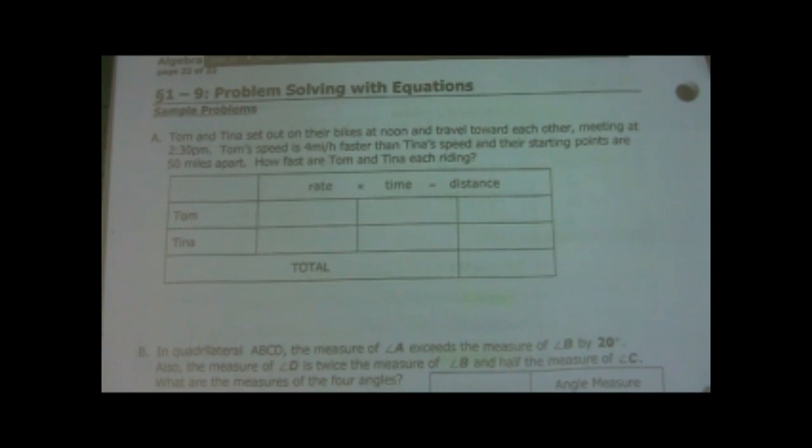Tom and Tina set out on their bikes at noon and travel toward each other. So presumably they're starting in two separate places. They are meeting at 2:30 p.m. Tom's speed is 4 miles an hour faster than Tina's speed, and their starting points are 50 miles apart. All right, so how fast are Tom and Tina each riding?